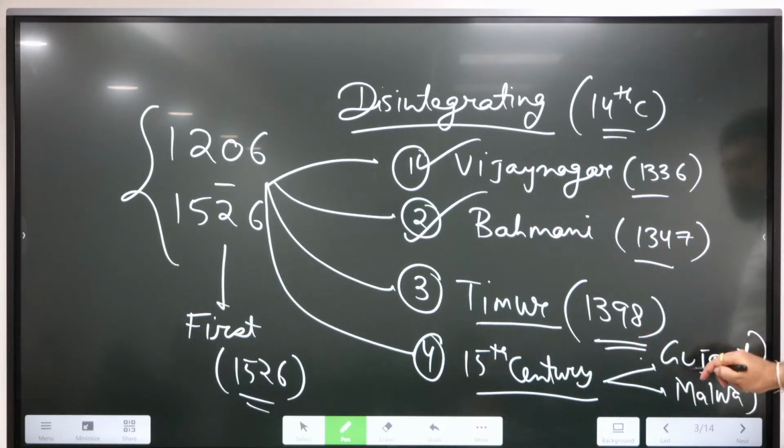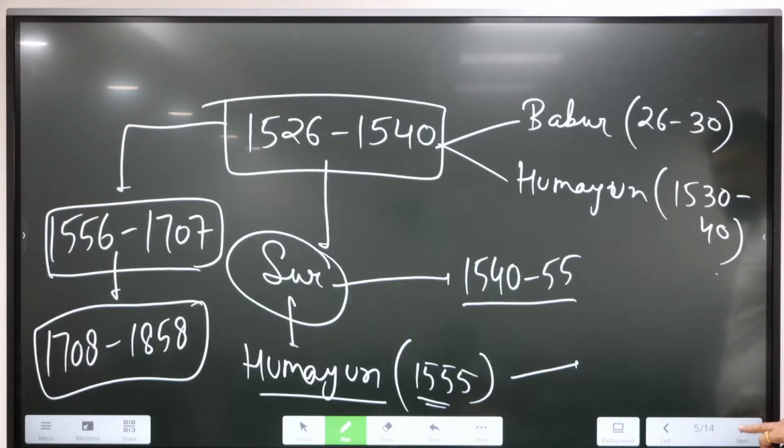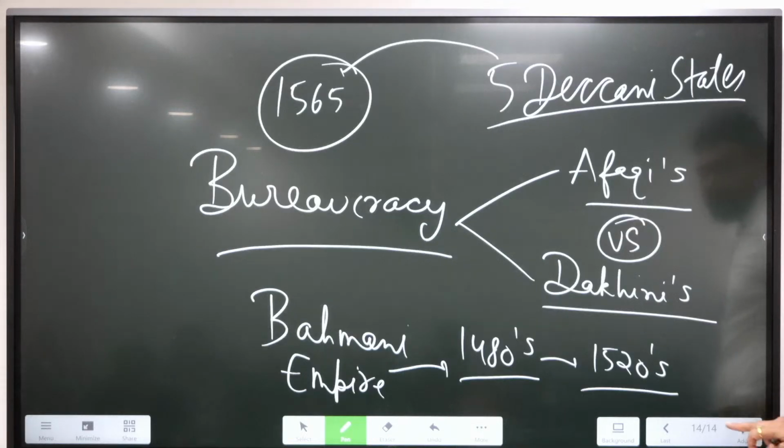Later on, we see the rise of smaller states, Gujarat, Malwa, but as such, they are not that important from our optional point of view. All right. Now let us switch towards the Mughal Empire.